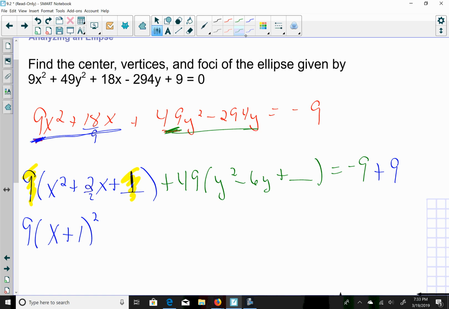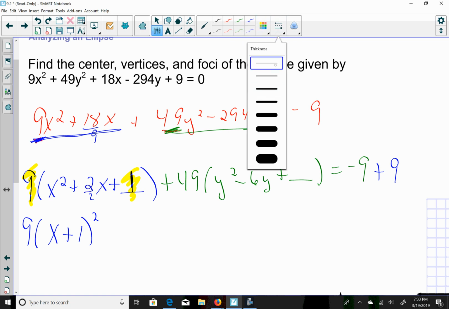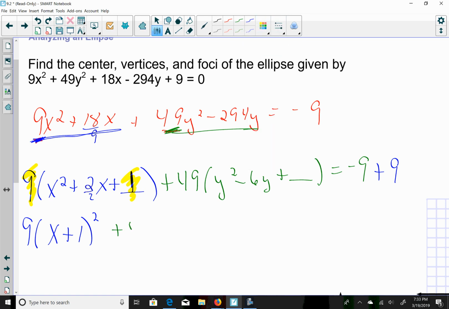Now let's do the y's. Same thing. I'm just going to copy down that 49. It has to come down with me. Y, this is a minus sign, so I'm going to copy down the minus sign. Half of 6 is 3. 3 squared is 9, so I'm going to put a 9 here.